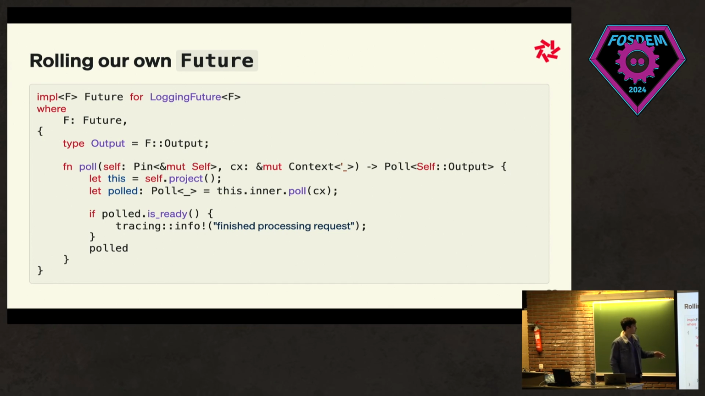So we poll our future, and if it's ready, we add the logging statement. If it's not ready, it means it's pending. It's going to be polled again later. And also we know that when a future is polled and it's ready, it will no longer be polled. So we know that this statement will appear only once.